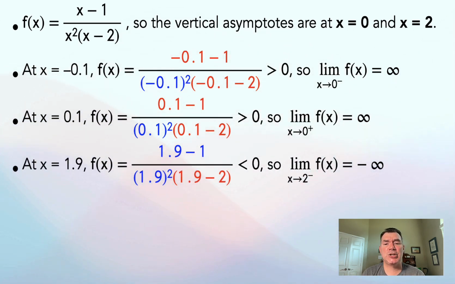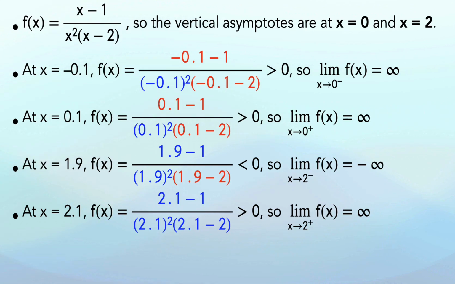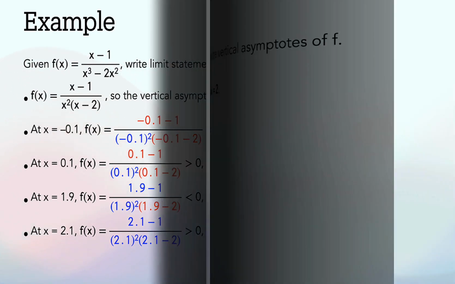Now I'm going to focus my attention on x equals 2, again plugging in a number that's a little bit less, like 1.9. If I plug that into the function, I get a positive value on the top, and I get a positive times a negative on the bottom. So overall, I get a negative value for that function, which means as I approach 2 from the left, the function itself is approaching negative infinity. Then if I plug in a number that's a little bit bigger than 2, like 2.1, I get positives all over the place. So the function value is going to be positive, which means that as I approach 2 from the right, the function is approaching positive infinity. So those are the limit statements that correspond to those vertical asymptotes.